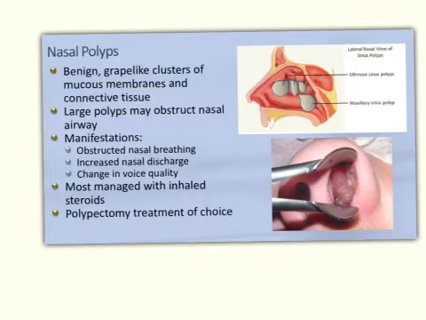So some of the clinical manifestations that you'd see are, of course, obstructed nasal breathing, increased nasal discharge, and a change in voice quality because everything is packing in there. Most are managed with inhaled steroids, or they do what you call a surgical treatment, polypectomy, as a choice.